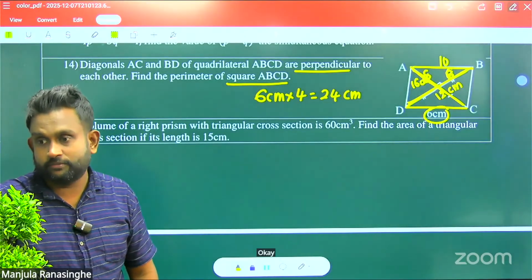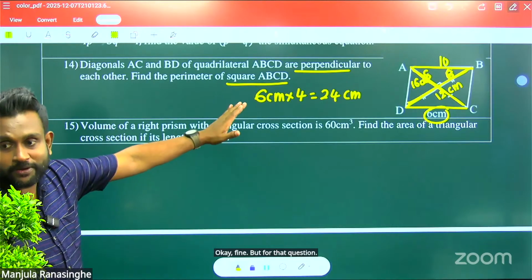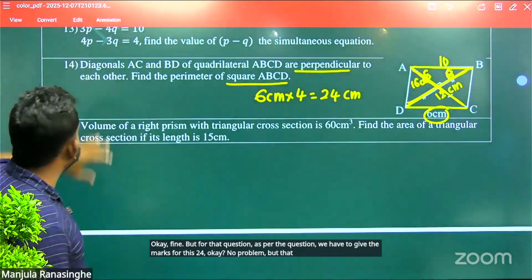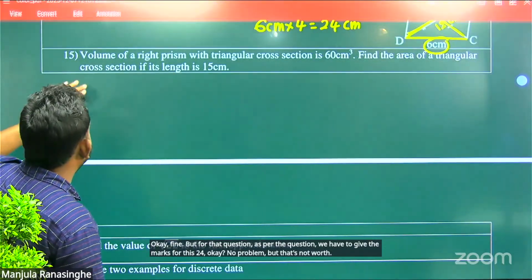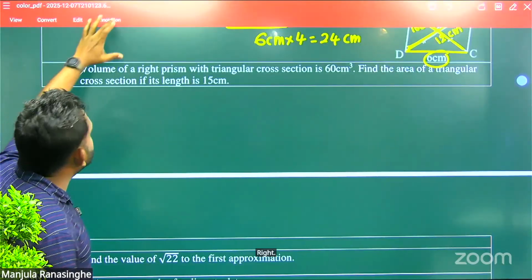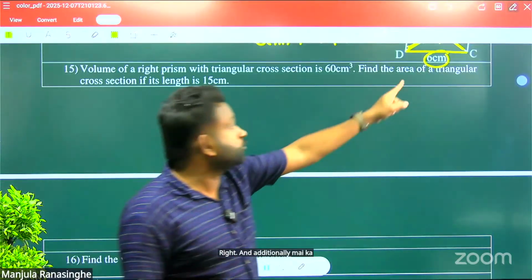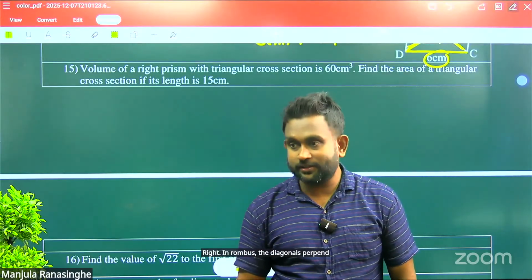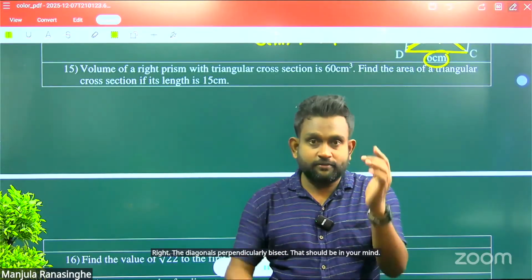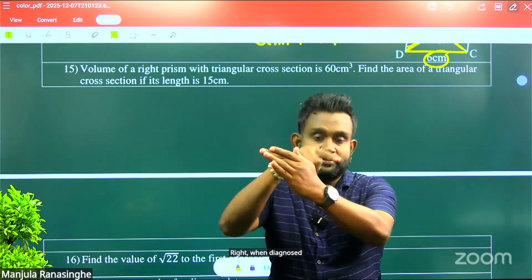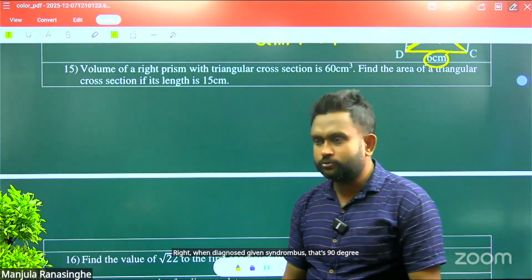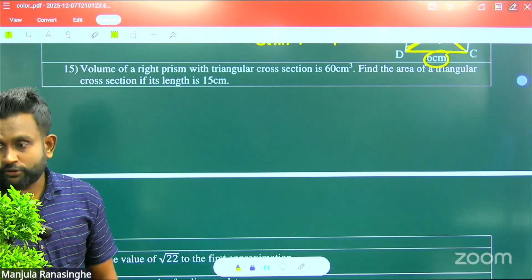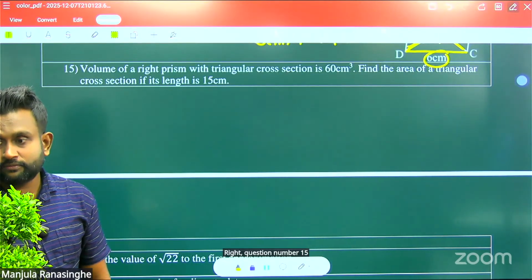Okay, fine. But as per the question, we have to give the marks for this 24. No problem, but that's not worthwhile. Additionally, remember that in many questions like this, in a rhombus the diagonals perpendicularly bisect. That should be in your mind. When diagonals are given in a rhombus, it creates 90 degrees. Remember that. Right, question number 15, now we are moving on.